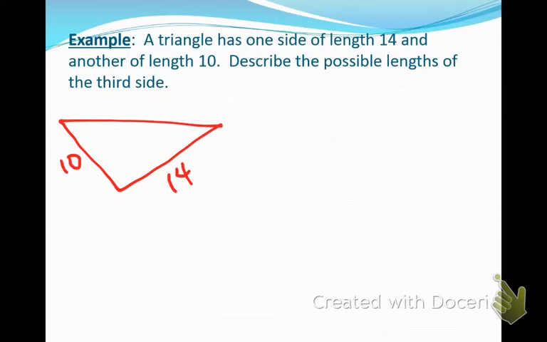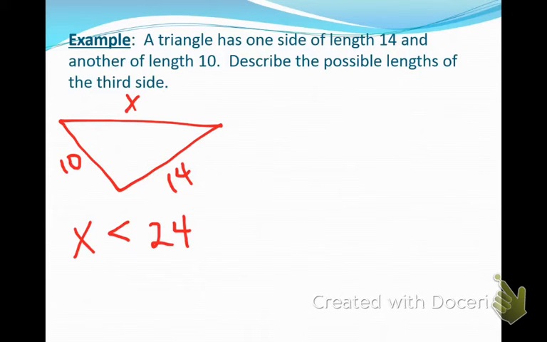If this is the case, let's talk about this one before we go to the next one. If the sides are 10 and 14, what do we know about the third side? What does it have to be less than? The sum of the sides, yeah. So if we call this x, x has to be less than 24. Has to be less than 10 plus 14.